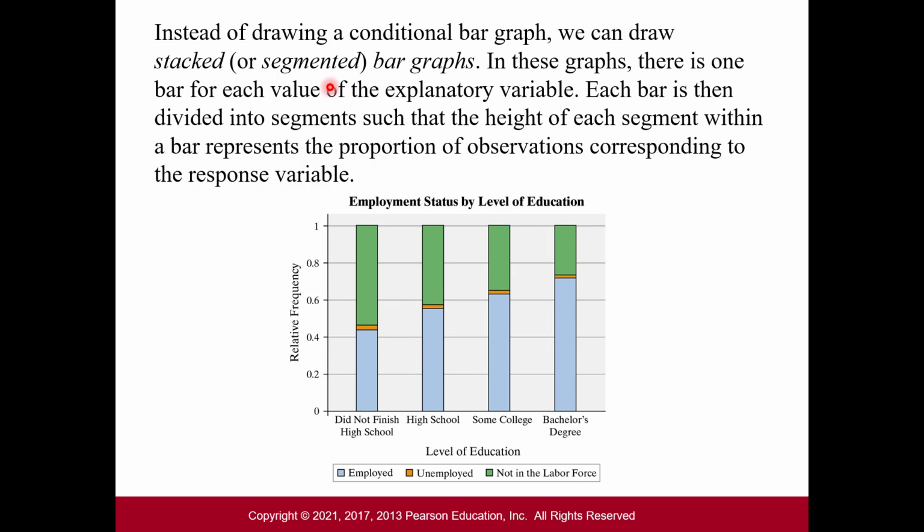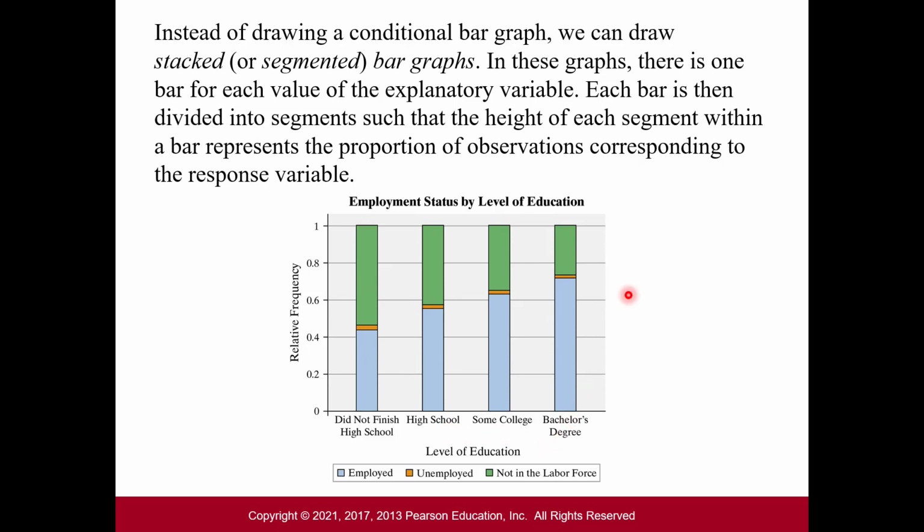So what we can do instead of drawing a conditional bar graph is draw a stacked or segmented bar graph. In these graphs, there's 1 bar for each value of the explanatory variable. So for us, that's for each level of education category.